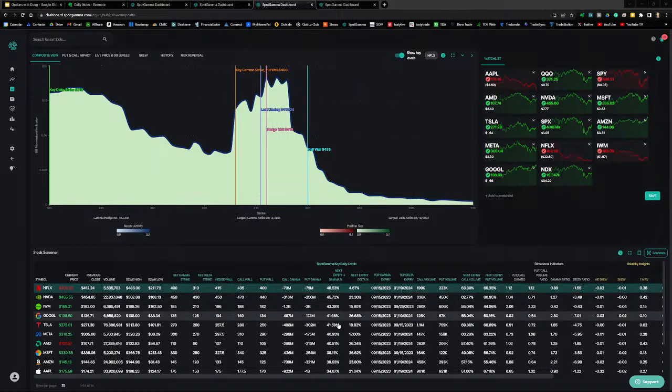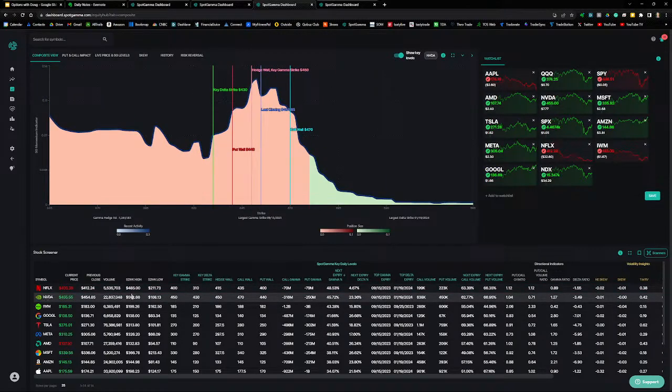So that is Netflix. The next is Nvidia. There is some green shading above the 480 level. So this is showing slight put domination with the red shading below 480 and some call domination above the 480 level.